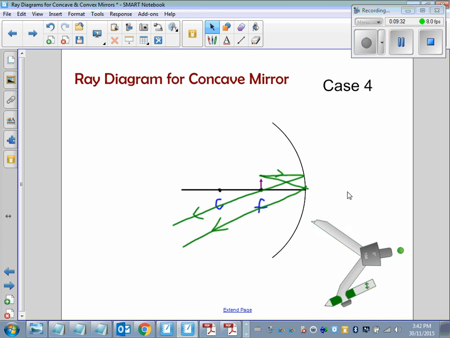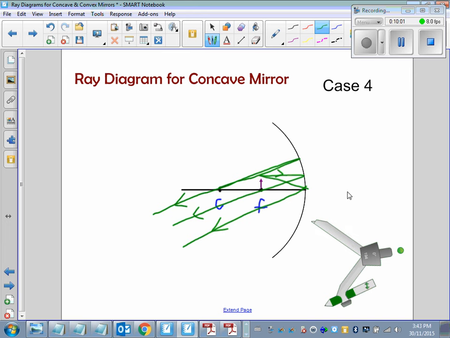At least they should be. They're actually parallel. I know it doesn't look 100% parallel, but it turns out that any of these lines would be parallel. Another type of ray that we can talk about is a ray that goes through the center of curvature and reflects back on itself. So if we put this ray through the center of curvature, we see that it reflects back on itself.